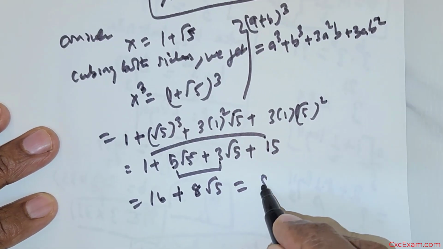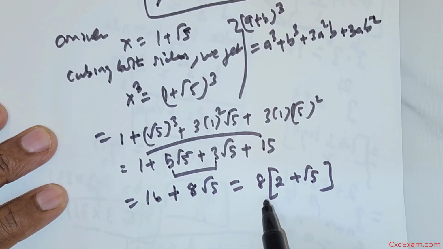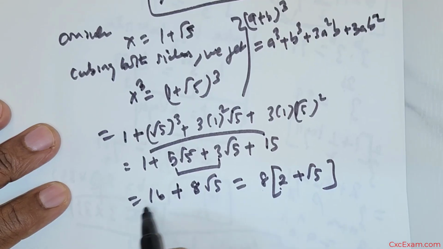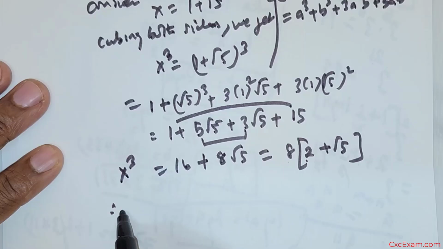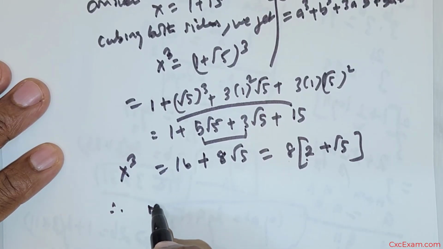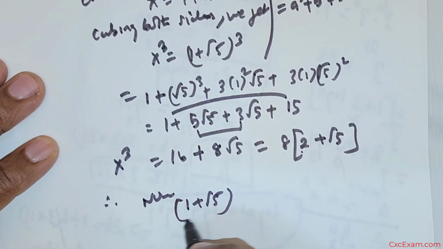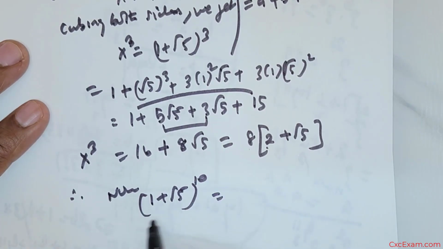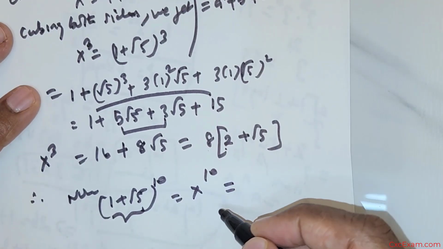Now if you want, you can take 8 out and write this as 8(2 + √5). Right, 8 times 2 is 16, 8 times √5 is 8√5. What is this? This is x cubed. So therefore, now I'm going to consider (1 + √5) whole to the power of 10. I've already taken this to be x. So what is this? This is nothing but x to the power 10.